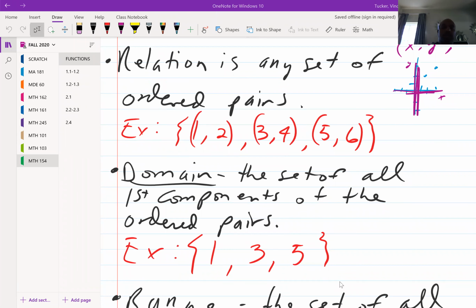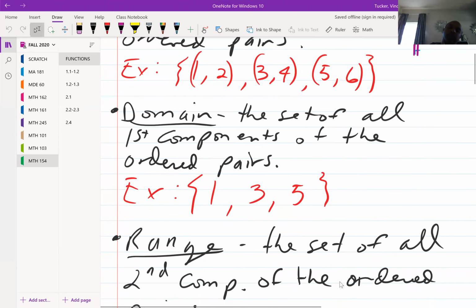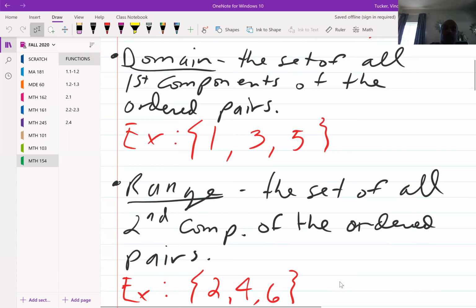Your domain is the set of all of your first components of the ordered pairs. So from this example, 1, 3, and 5 will be your domain. And your range would be the set of all of your second components of the ordered pairs, which from this example would be 2, 4, 6.